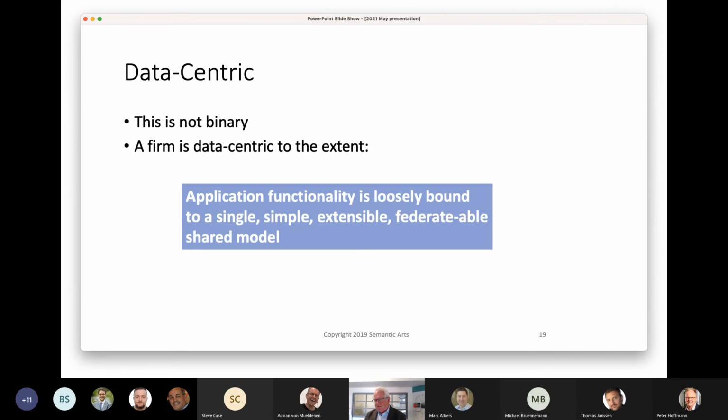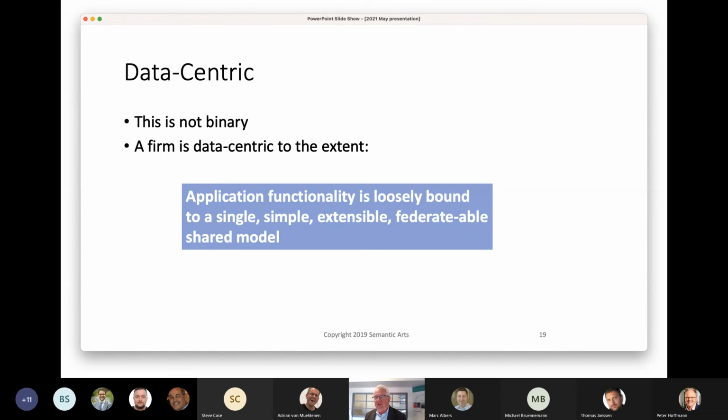And the controversial part of this is the next 4 words: a single, simple, extensible, federatable, shared model. I guess it's 5 words. Every place we've gone, no matter how complex or how large the enterprise, there is a single model that's fairly simple. When we say fairly simple, 500 or 600 concepts that cover most of the things you find in all those thousands of applications. Not every single small distinction, but the big things that stick it together, and then by extending it, that's what the extensible bit is, you can add in the other fine-grained distinctions.